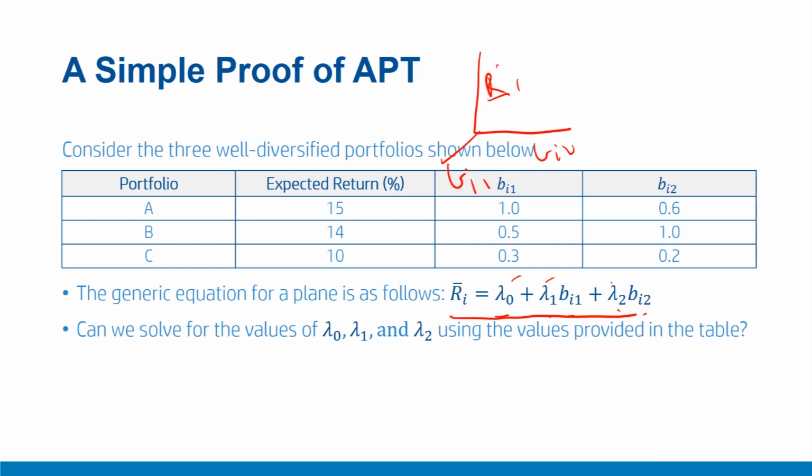Here lambda naught, lambda 1 and lambda 2 are unknowns. We have an equation, three unknowns and three observations, A, B and C. So therefore we can find a deterministic solution. We can find a solution for this equation using the information from these points, and we can solve for the values of lambda naught, lambda 1 and lambda 2. Let us do that.